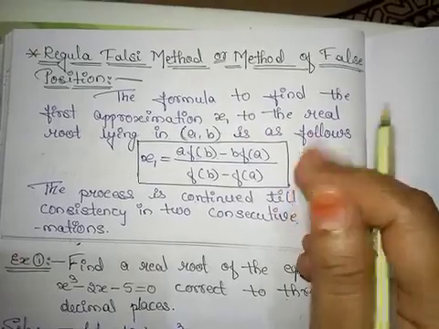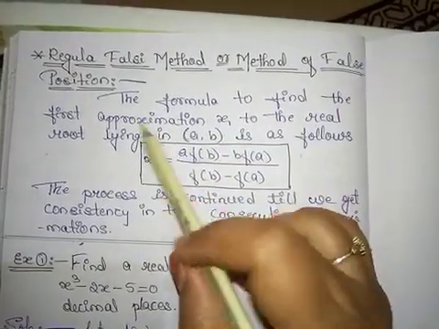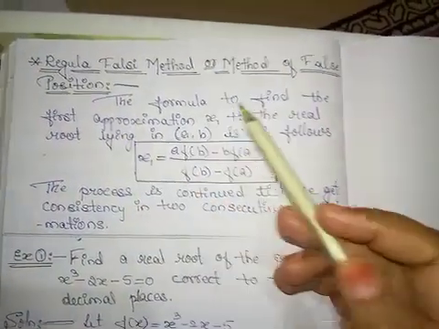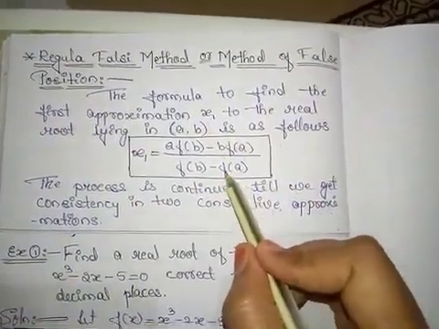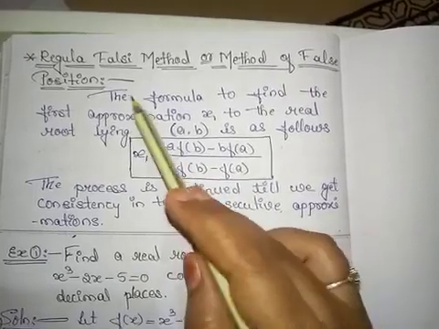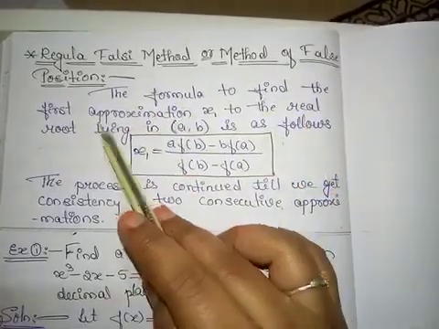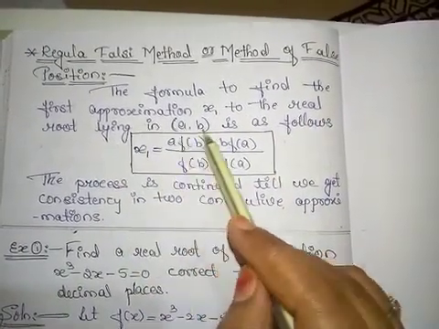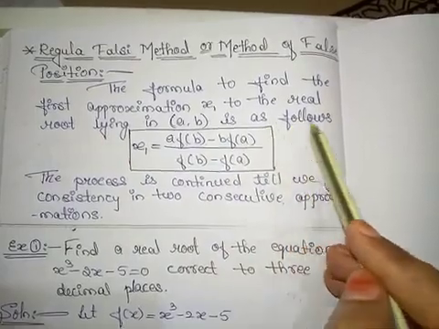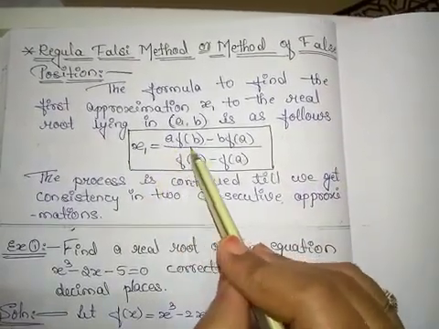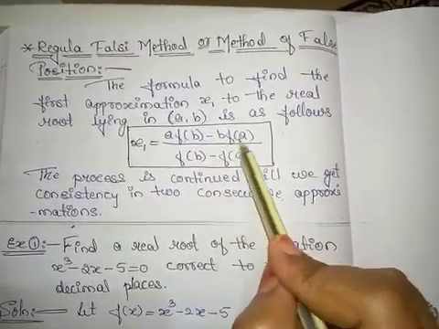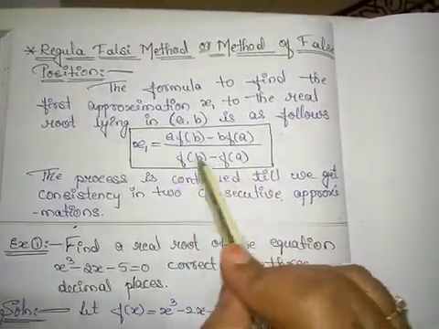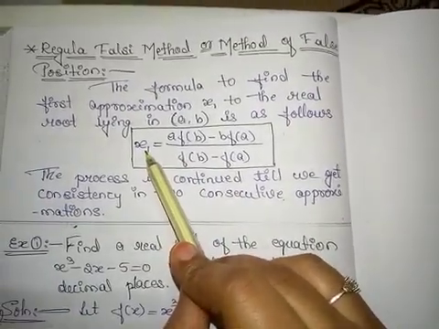As I already said, we have two numerical methods. First one is regula falsi method or method of false position. Here the derivation is not required, you just remember the formula. The formula to find the first approximation x1 to the real root lying in the interval a, b is as follows. x1 is equal to a into f of b minus b into f of a, whole divided by f of b minus f of a. This is the formula to find the first approximation.